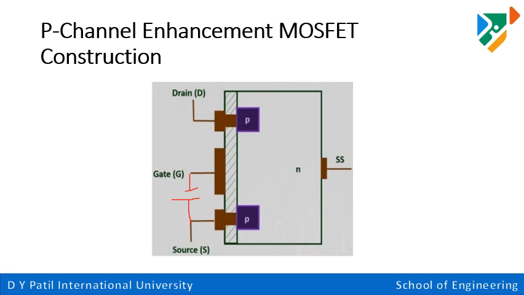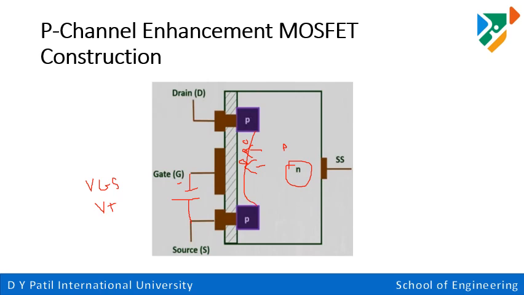So what happened here? In this N channel, some minority charge carriers, that is holes, are present. Because of this negative supply, it will attract the holes towards this oxide layer. So holes start to be created here. Now once your VGS reaches the threshold voltage, your channel is now created. So here the channel has formed.